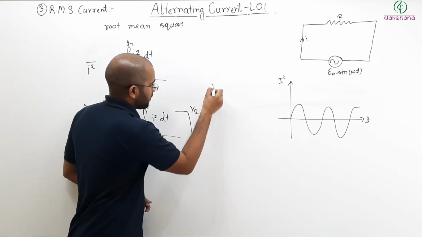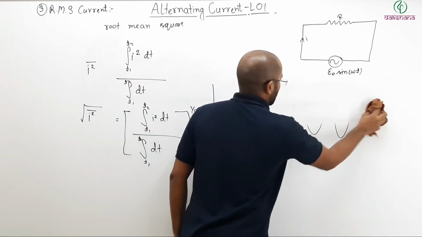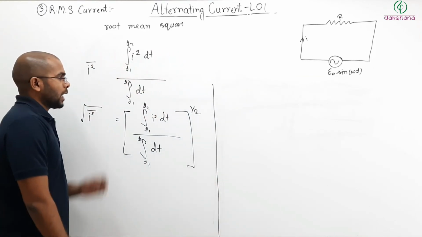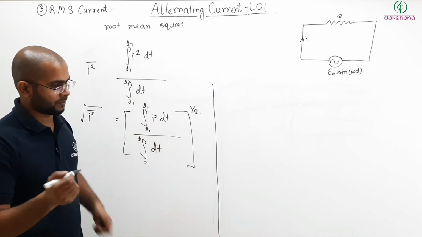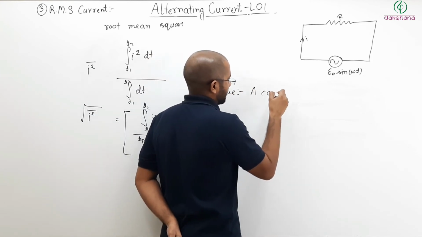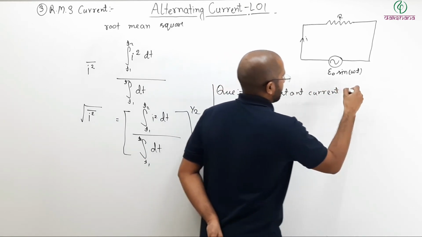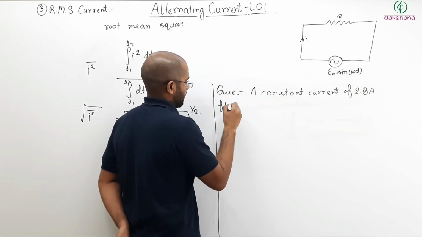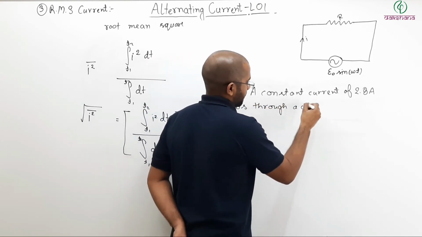So let us try to solve a very easy question, based on your root mean square. Now remember, as I have said, this I can be any current. So let us say a very simple question: a constant current of 2.8 ampere flows through a circuit.